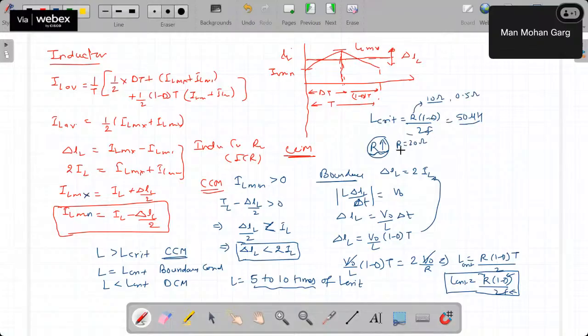So how will this circuit see that it needs 100 microhenry when only 50 microhenry inductance is connected? It will go into DCM. We are saying load resistance has increased, but it means that load has decreased. Sometimes this term gets confused. When we say load resistance has increased, it does not mean load has increased.